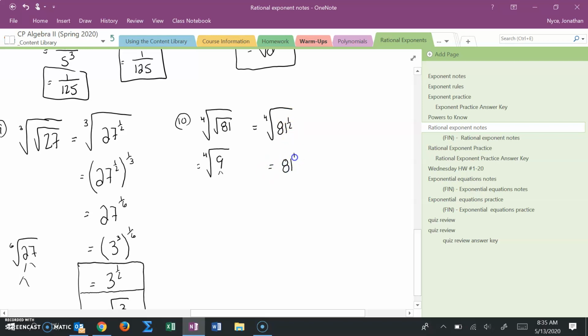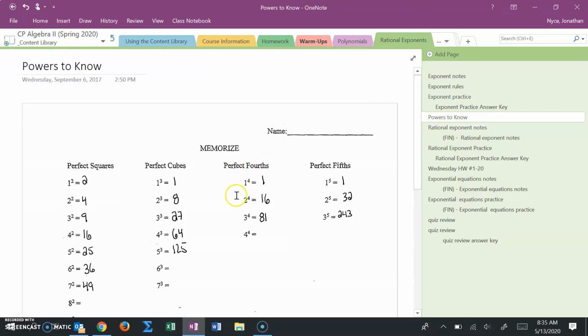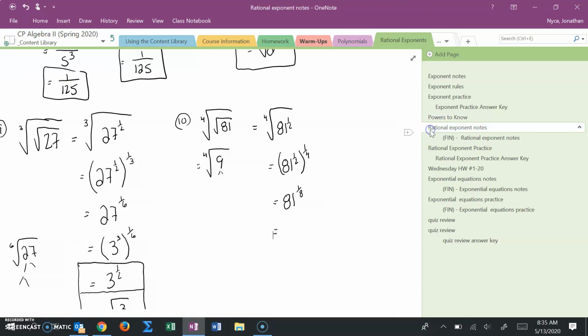And if we're doing the 4th root of something, that's the same thing as raising something to the 1/4 power. And 1/2 times 1/4 is 1/8. If you go to your powers to know, we can rewrite 81 as 3 to the 4th power. And then 4 times 1/8 is 1/2, or 3 to the 1/2, or the square root of 3.